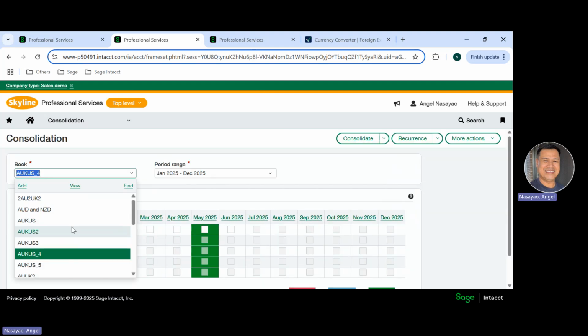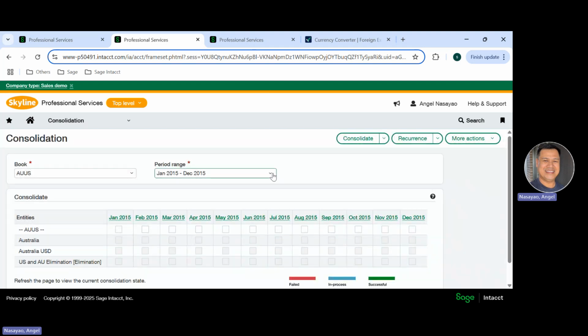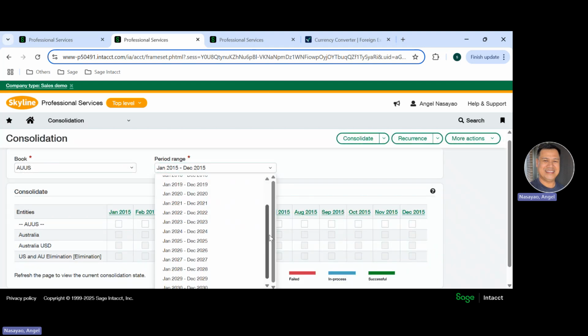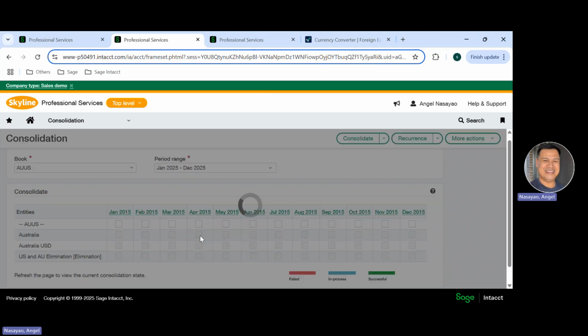Then if I use AUUS in here, so we're talking about 2020. I know that I have transactions for entity 600, but I'll just consolidate. We'll just focus on entity 800, which is USD. I'll be converting into AUD. So you have this one here.